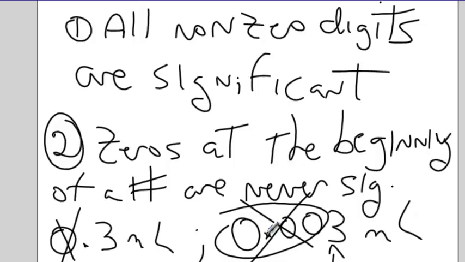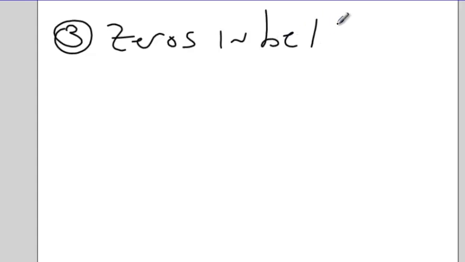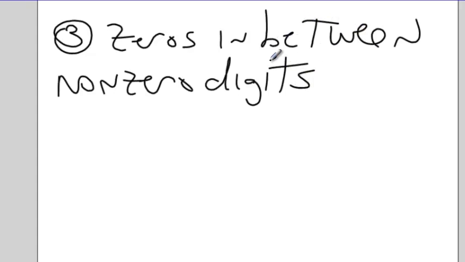Yes, they're important. Yes, you definitely need them to know what that number is, but they are not significant in the chemical term. Okay, significant doesn't mean important. There is only one significant digit there, the 3. Rule 3: zeros in between non-zero digits are always significant.